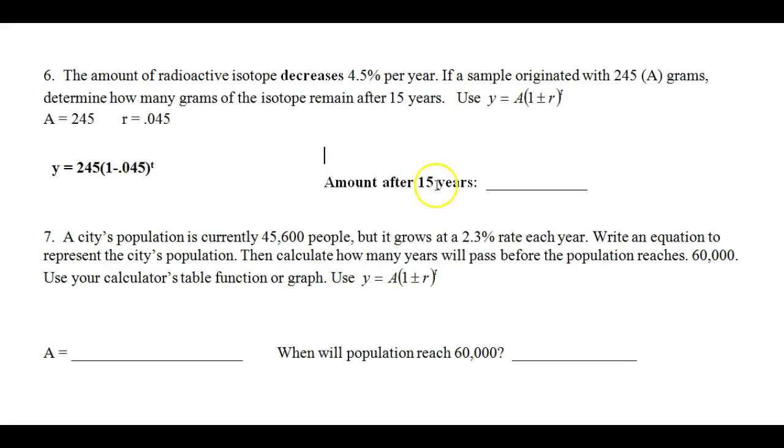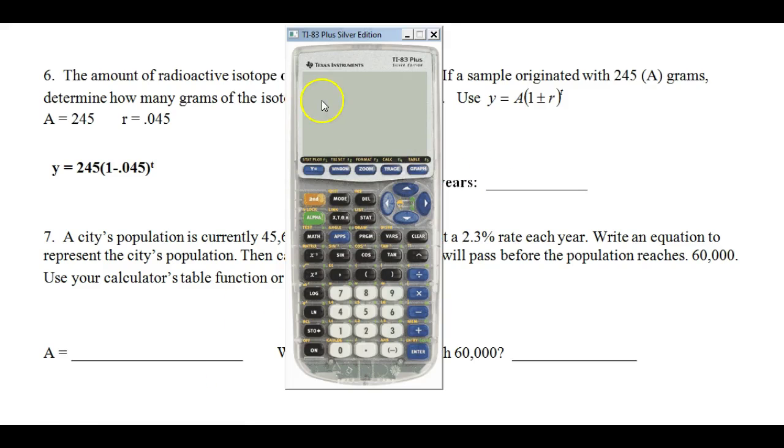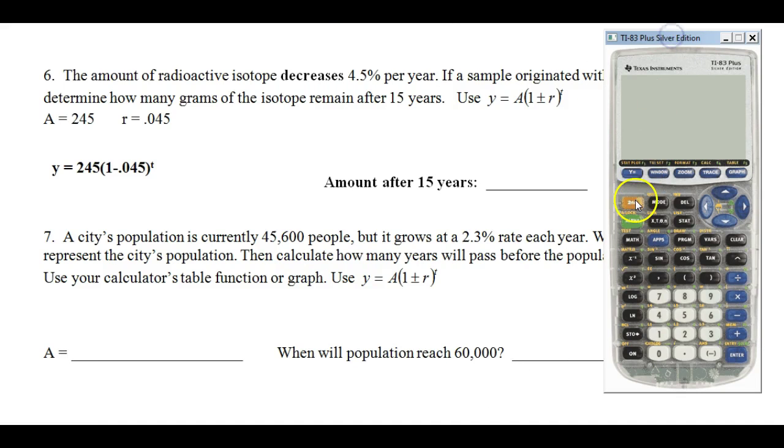Now, for the amount after 15 years, since there's only one question here, I don't really need to put this into the y equals part. I could, and it would end up being the same. But if I'm going this route, I can just do 245 times 1 minus 0.045, to the x, since t is not available.